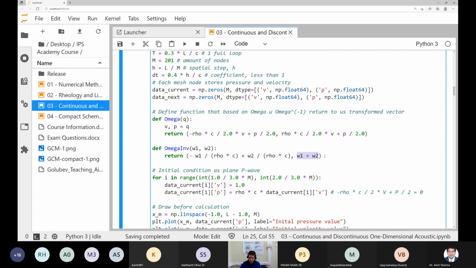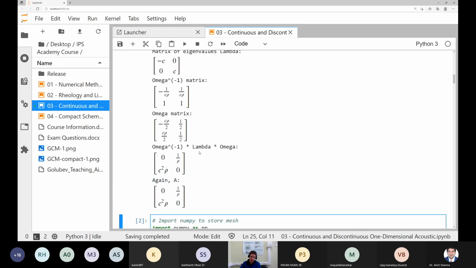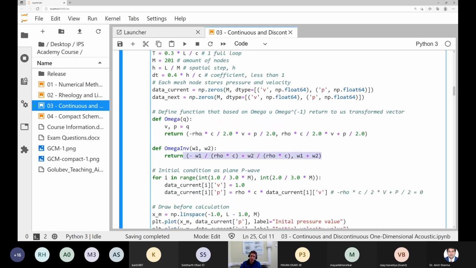So you can check this formula and compare it with the result of multiplication of omega minus 1 on the vector of W1, W2, row by column. So this is the trivial function. The same for omega. If you know the value of V and P, you can obtain the value of W1 and W2. So you can go to the Riemann invariants and back.